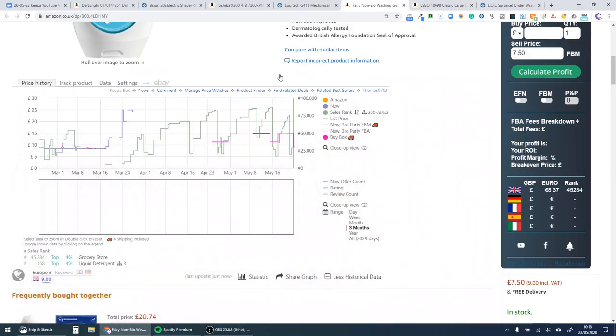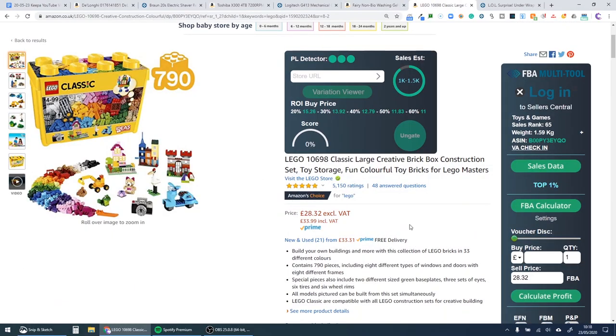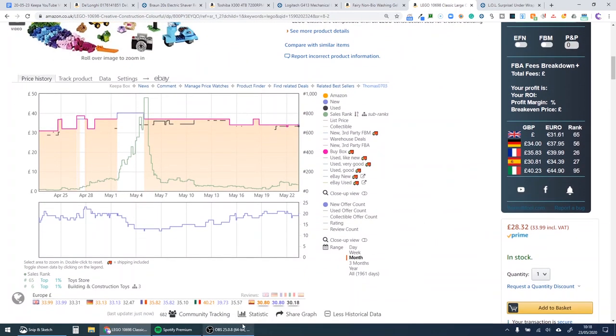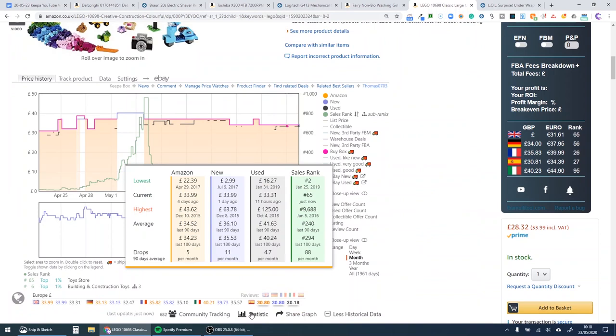Now there was a point whereby counting the drops fails. Let's say, for example, if we go here, we've got a popular selling Lego product. FBA Multi-Tool is saying it's selling 1 to 1,500 per month, like lots. Let's have a quick look at the graph. Voila, we've got the graph. And let's have a look at the statistics tab. Hover over. That tab is telling us it's doing 88 drops a month. But you know what? I know for a fact that this is selling way more than 88 products per month. There's a real limitation in regards to using the statistics tab, looking at the drops a month.